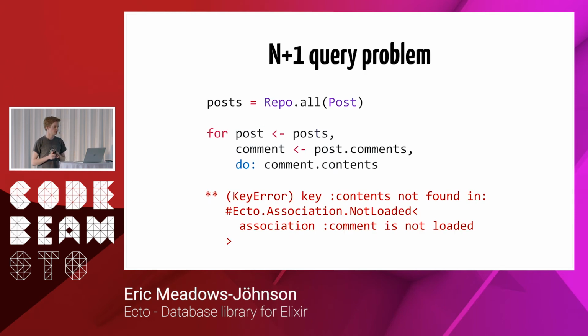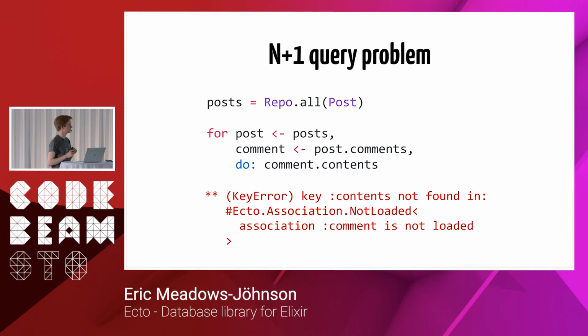I also want to talk about the n+1 query problem. The n+1 query problem is something that a few database libraries have. The problem is basically that you go through nested associations. So here we fetch some set of posts, and for those posts, we want to get the comments and the comment contents.